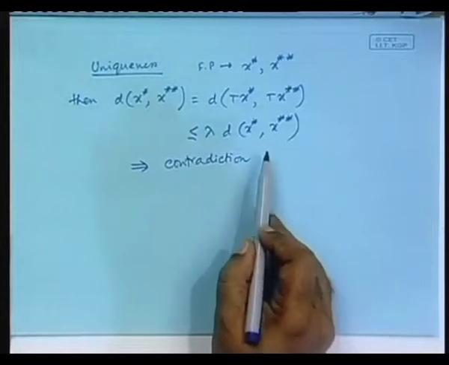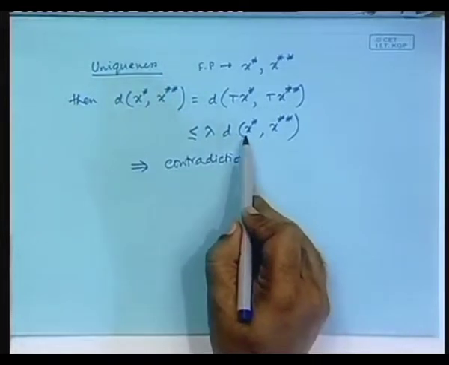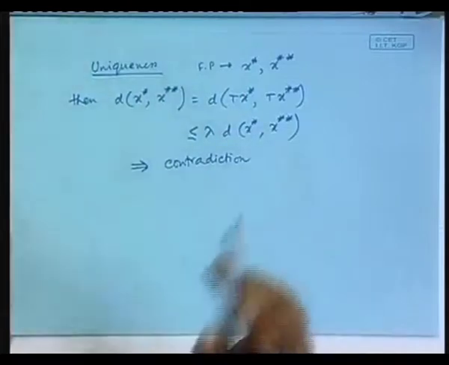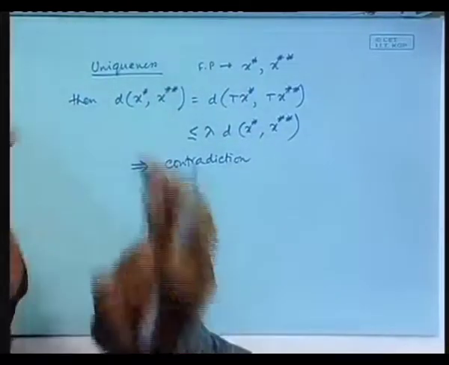So, this leads to the conclusion that x star must be the same as x double star. They cannot be two different points. So, if you have a contraction mapping, the Banach contraction mapping theorem proves that if you repeatedly apply it, it will always converge. It will converge onto the fixed point, and the fixed point is unique. Okay.